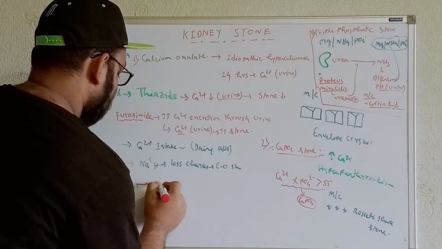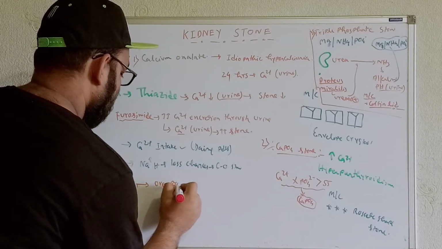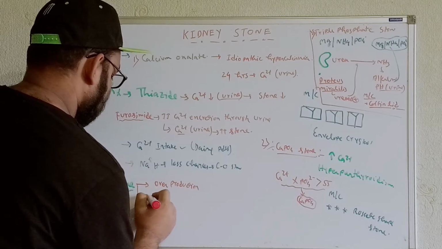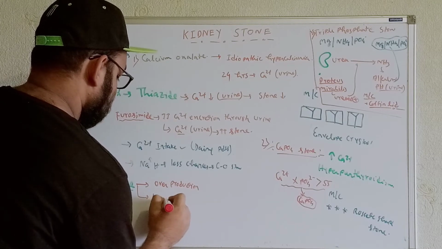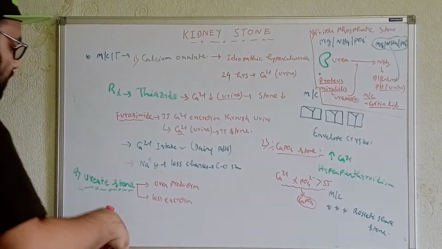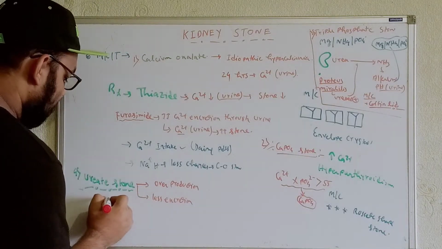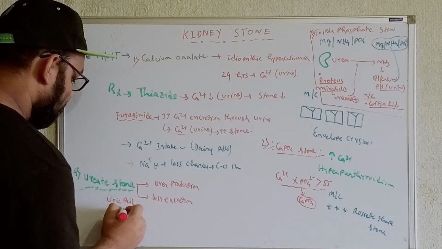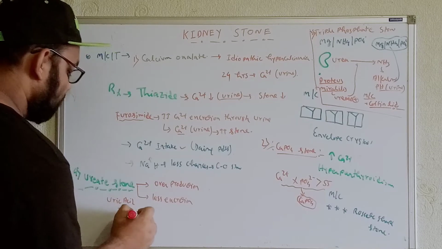Whether we get the overproduction of the uric acid, or we get the less excretion. For that, we have to analyze the urinary uric acid for 24 hours. For 24 hours, we have to do the analysis.